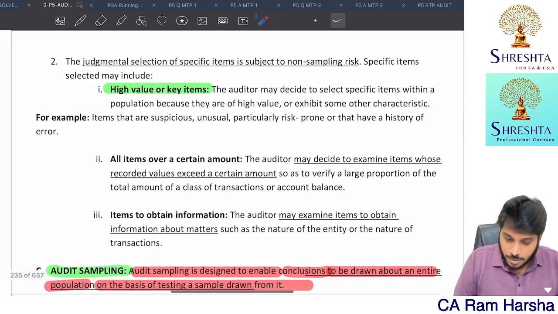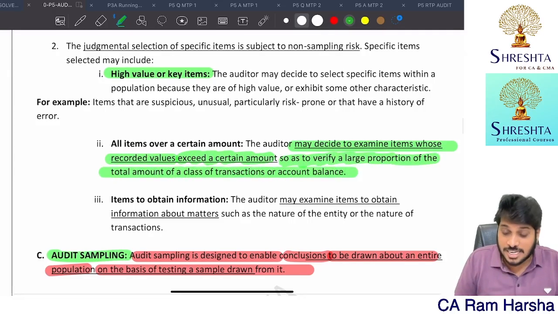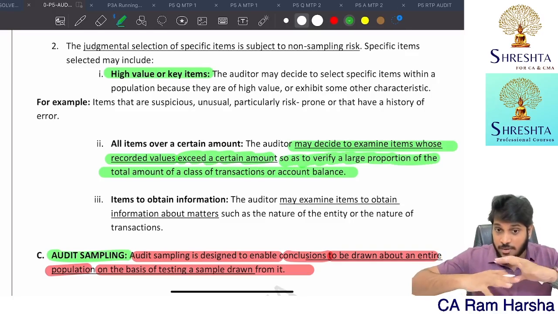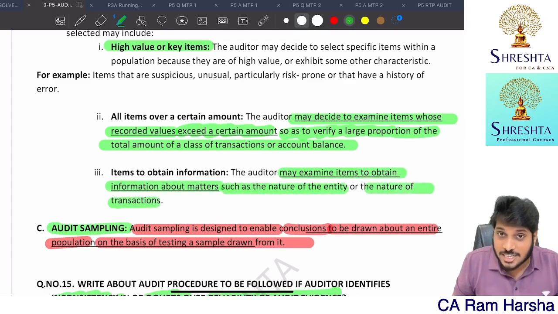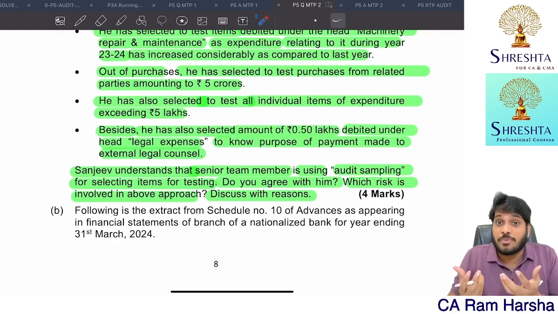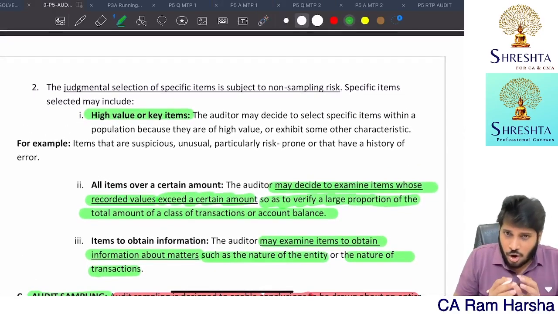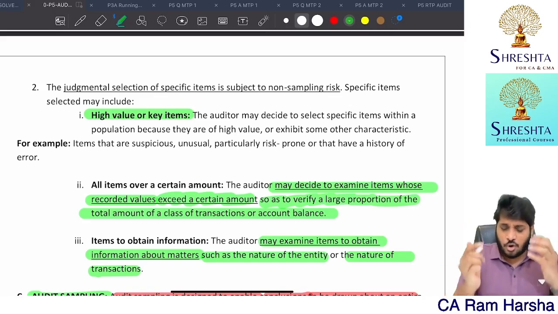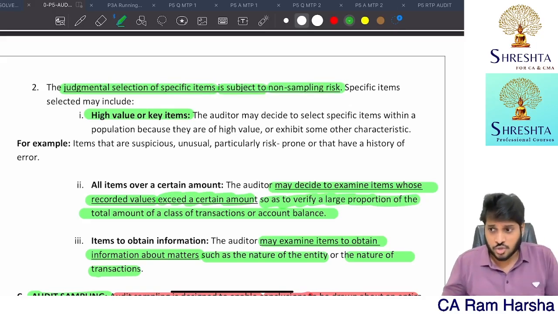Getting it? Or the auditor may decide to examine items whose recorded values exceed a certain amount so as to verify a large portion of the total amount of a class of transaction. Expenditure more than 5 lakh, whatever, beyond a certain limit he wants to verify, so that he can cover major expenses. And the auditor may also examine items to obtain information about matters such as nature of the entity, nature of the transactions. In this MTP 2, they have clearly given. So auditor wants to verify legal expense account to know the type of payment made to external counsel for that purpose. Yes or no? So high value items. So how might auditor select specific items only? Specific item testing, how will auditor do? The judgmental selection of specific items is subject to non-sampling risk, obviously, because here you're not following sampling method.